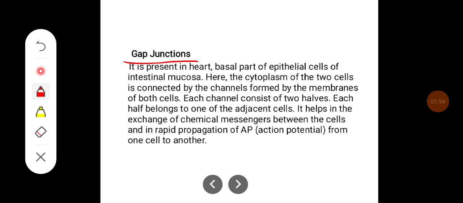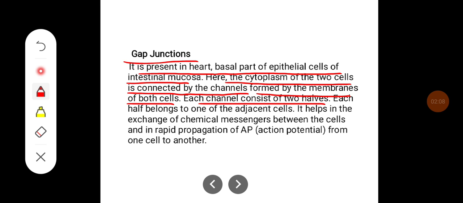Gap junctions are present in the heart and the basal part of the epithelial cells of intestinal mucosa. Here the cytoplasm of the two cells is connected by channels formed by the membranes of both the cells. Each channel consists of two halves, and each half belongs to one of the adjacent cells. It helps in the exchange of chemical messengers between the cells and in rapid propagation of action potential from one cell to another.